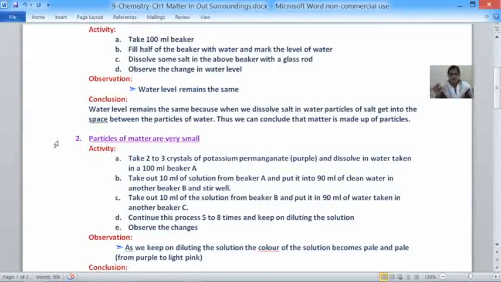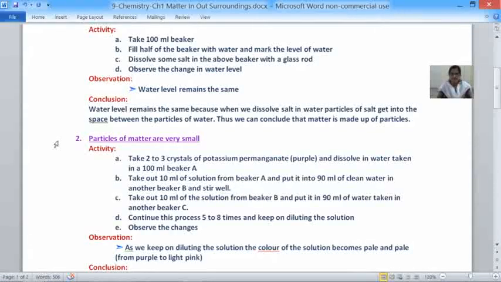We take 2 to 3 crystals of potassium permanganate and dissolve them in water taken in a 100 ml beaker. This first 100 ml beaker is labeled as A. Now the color of our solution is purple. Now take out 10 ml of the solution from beaker A and transfer it into 90 ml of clean water taken in beaker B. And then again stir the solution well.